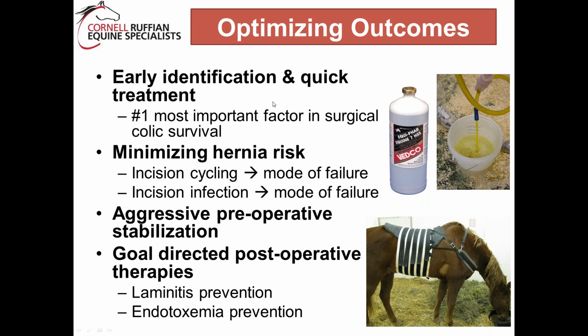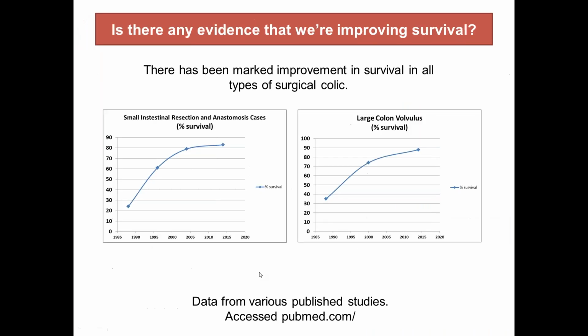and that's been very well established. Minimizing hernia risk, things like hernia belts I think are quite useful, especially with thin abdomen horses, or those that have had maybe a more difficult recovery. Really good stabilization before surgery, and then goal-directed post-operative therapy, like say for laminitis and endotoxemia.